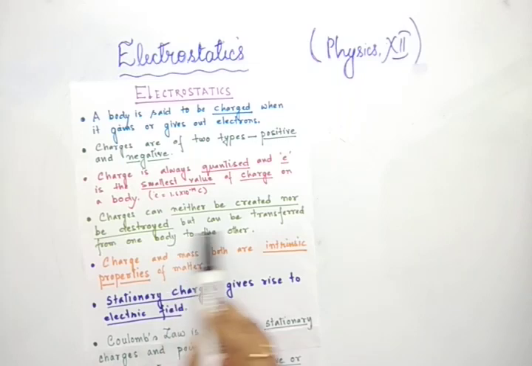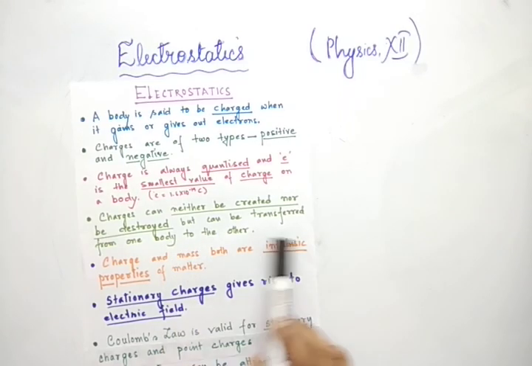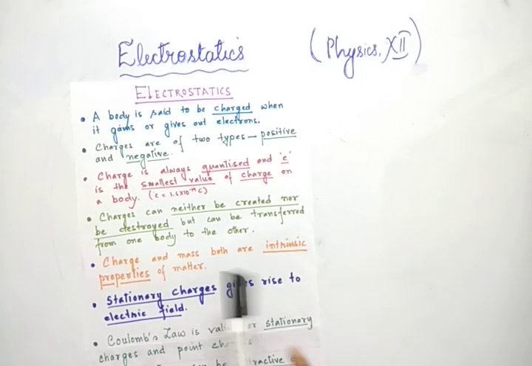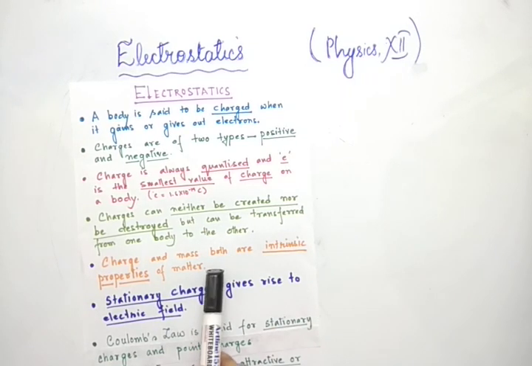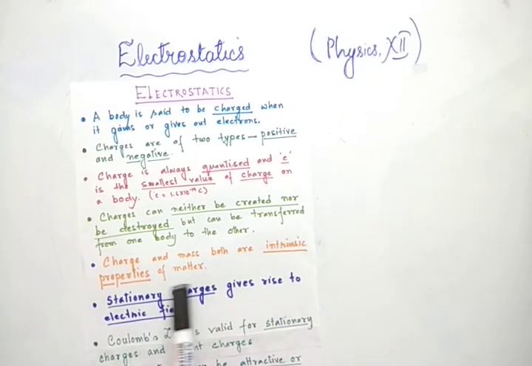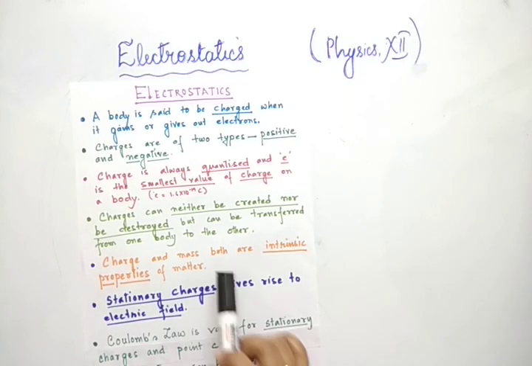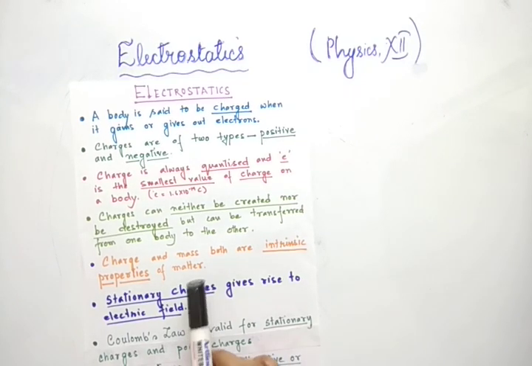Next point, charge can neither be created nor be destroyed but can be transferred from one body to the other, that is, charge follows the law of conservation. Next, charge and mass both are intrinsic properties of matter, that is, it is the inherent property of a substance. Okay, both charge and mass.